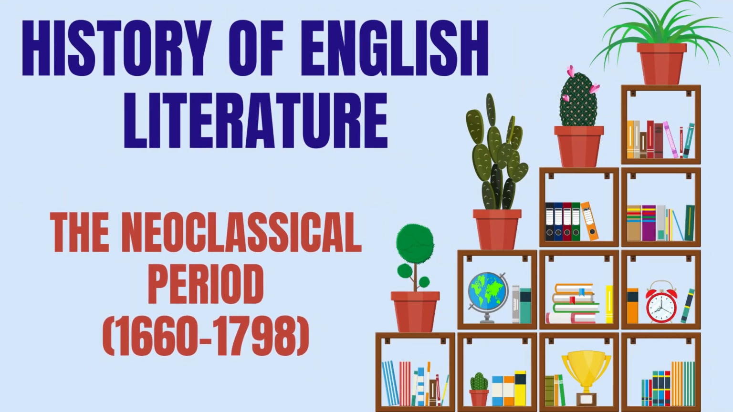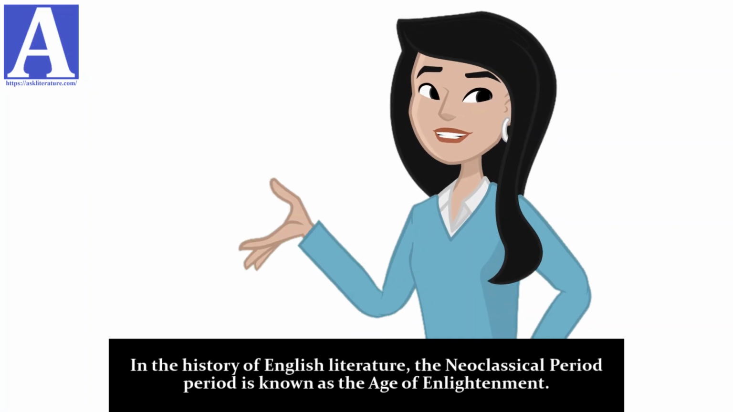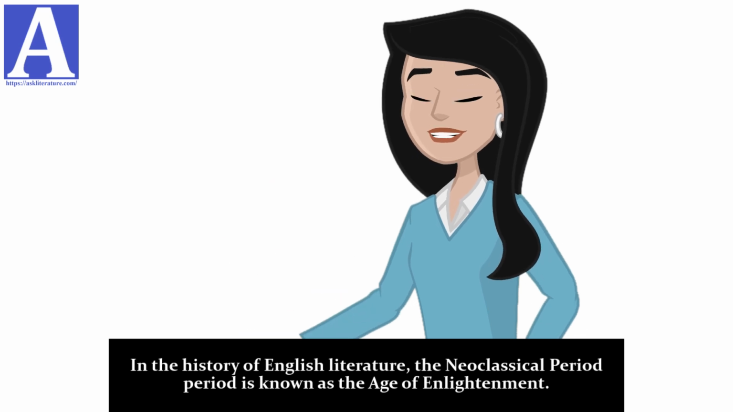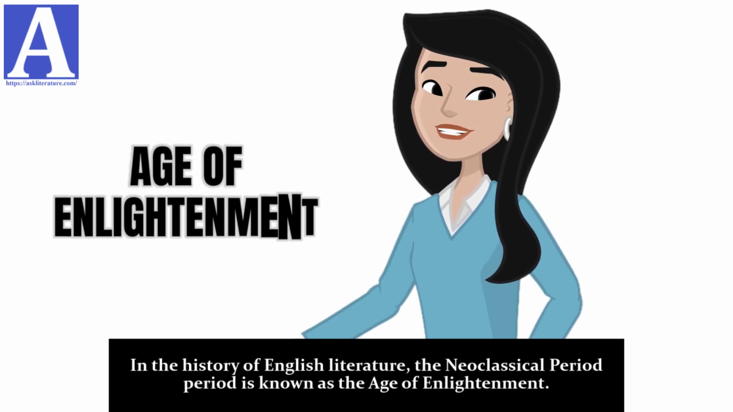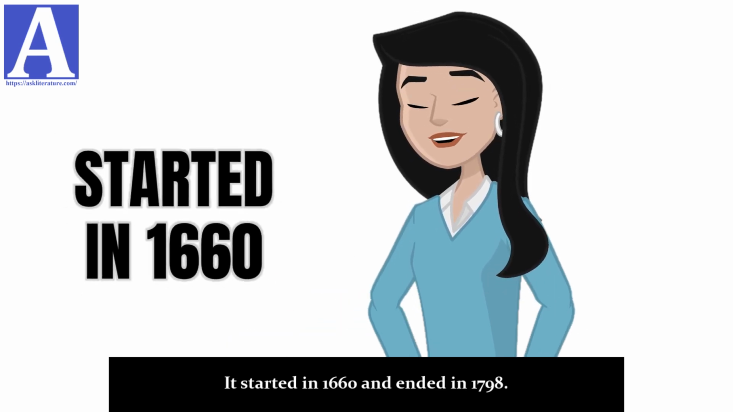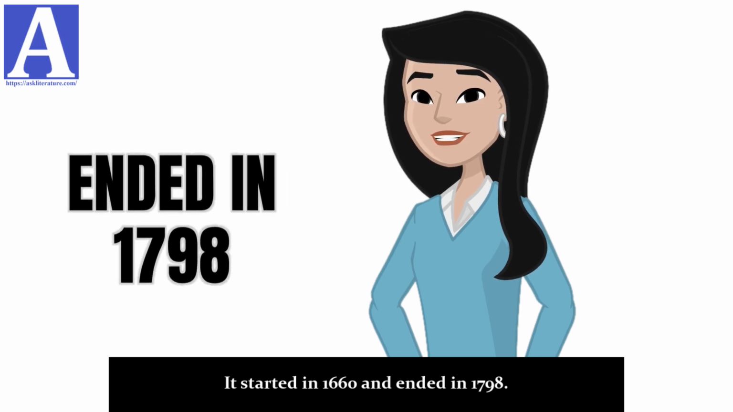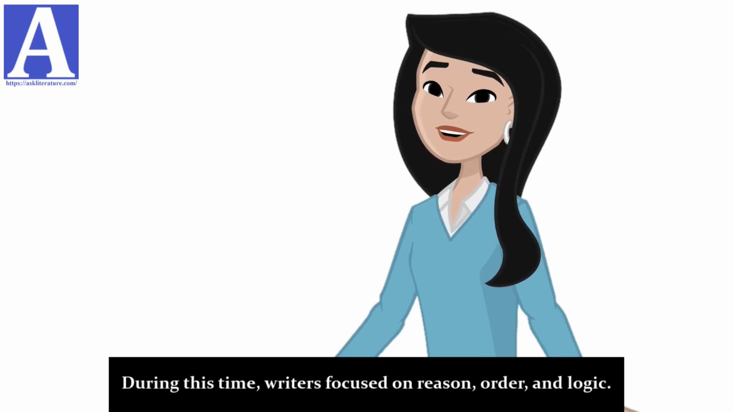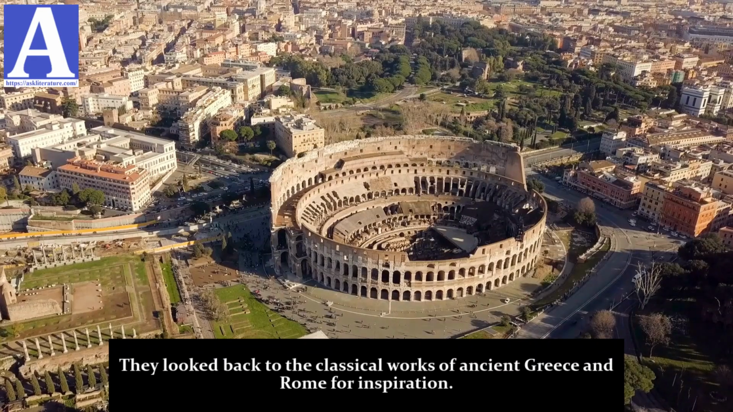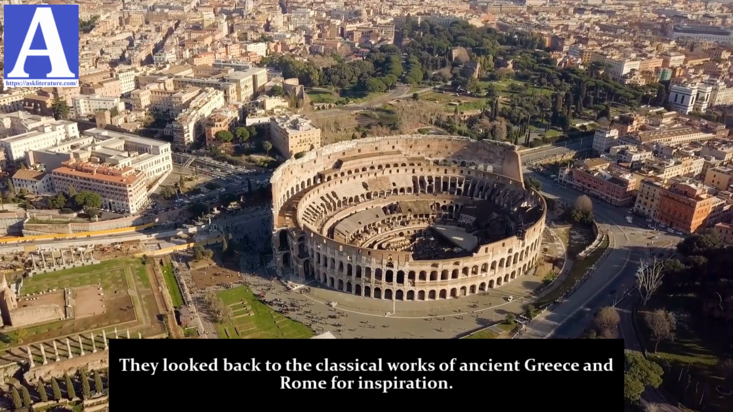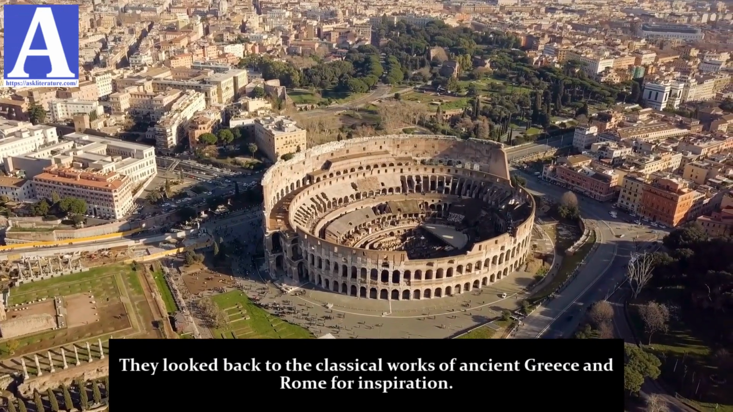The Neoclassical Period. In the history of English literature, the Neoclassical Period is known as the Age of Enlightenment. It started in 1660 and ended in 1798. During this time, writers focused on reason, order, and logic. They looked back to the classical works of ancient Greece and Rome for inspiration.